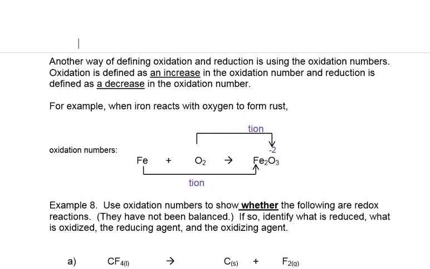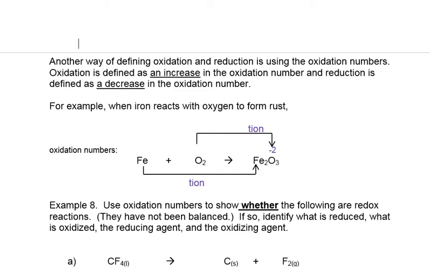Now, if we have oxidation numbers, we can do a new definition that says oxidation is defined as an increase in the oxidation number. So if it starts with a lower oxidation number, ends up with a higher oxidation number, it's oxidized. On the other hand, if it goes the other direction, we have a high oxidation number and we end with a low oxidation number, it's a decrease, and that's reduction. And as definitions go, I kind of like that one because reduction is a decrease, makes logical sense.